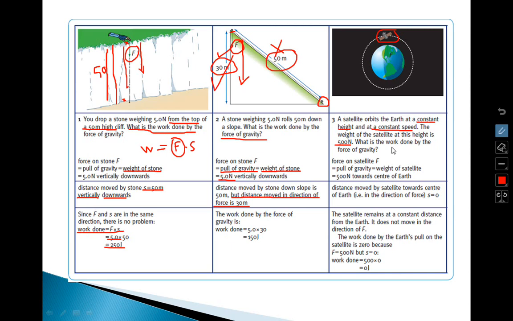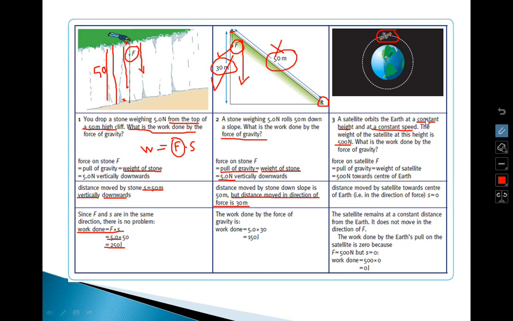Force on the satellite is equal to the pull of gravity, which is equal to the weight of the satellite, which is 500 Newton towards where? The center of the Earth. For example, this point here. Okay, so now what is the distance here? What's the relation between F and S? What's the distance moved here?